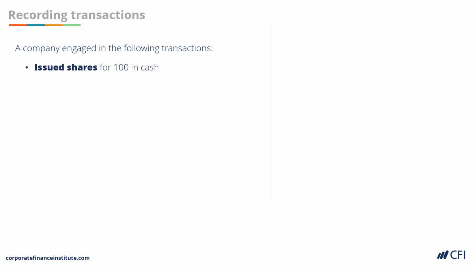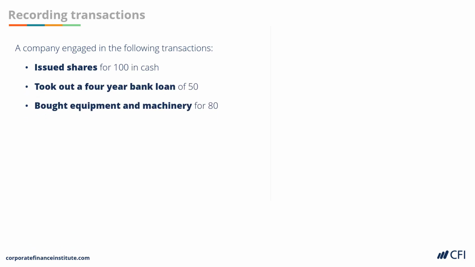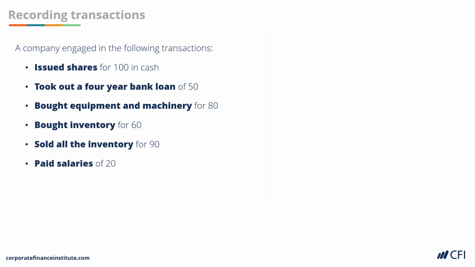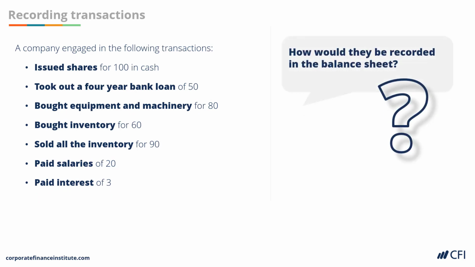The company issued shares for $100 in cash. It took out a 4-year bank loan of $50. It bought equipment and machinery for $80. It purchased inventory for $60. It later sold that inventory for $90 in the same period. It paid salaries of $20, and it paid interest of $3. So now the question is, how would the company record each of these transactions on the balance sheet using the double entry accounting method we discussed earlier?